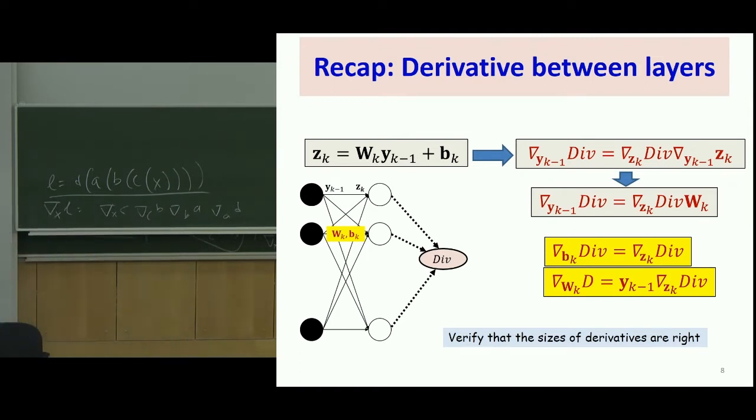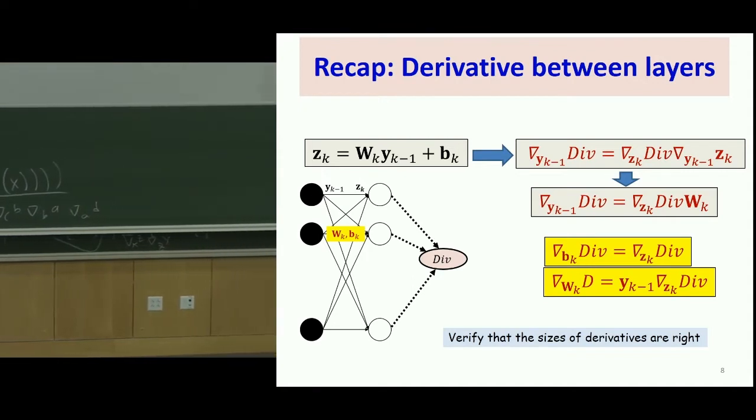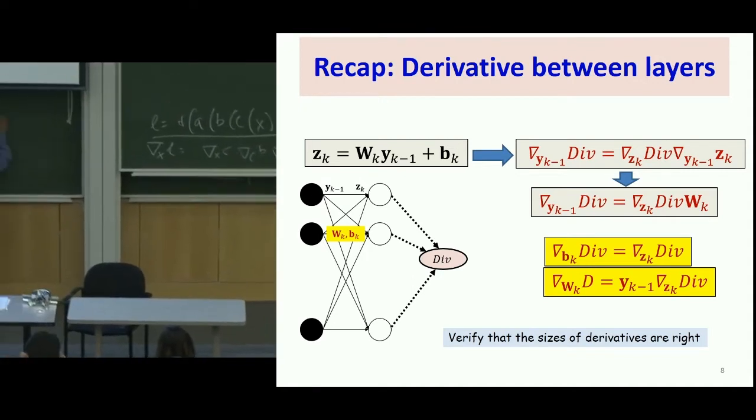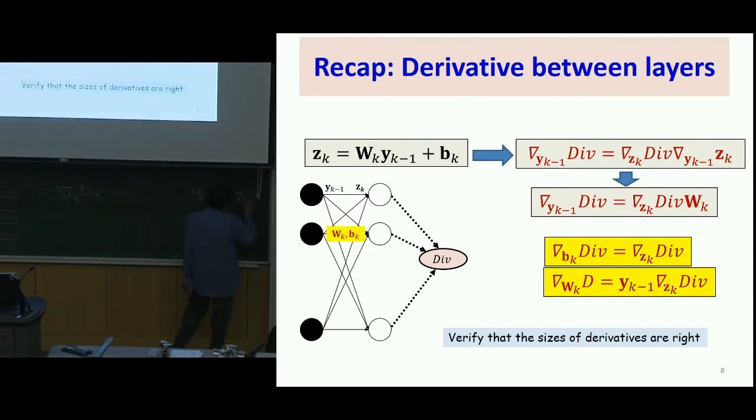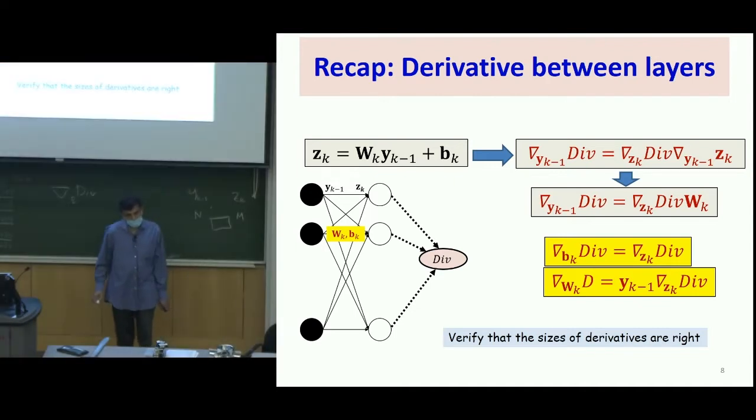I have the derivative of the divergence with respect to z. This is fine, okay? And now let's just take the sizes. Let's say yk minus 1 is size n and zk is size m. What is the size of the weights matrix? N cross m, correct? N cross m, okay. What is the derivative of the divergence with respect to z?